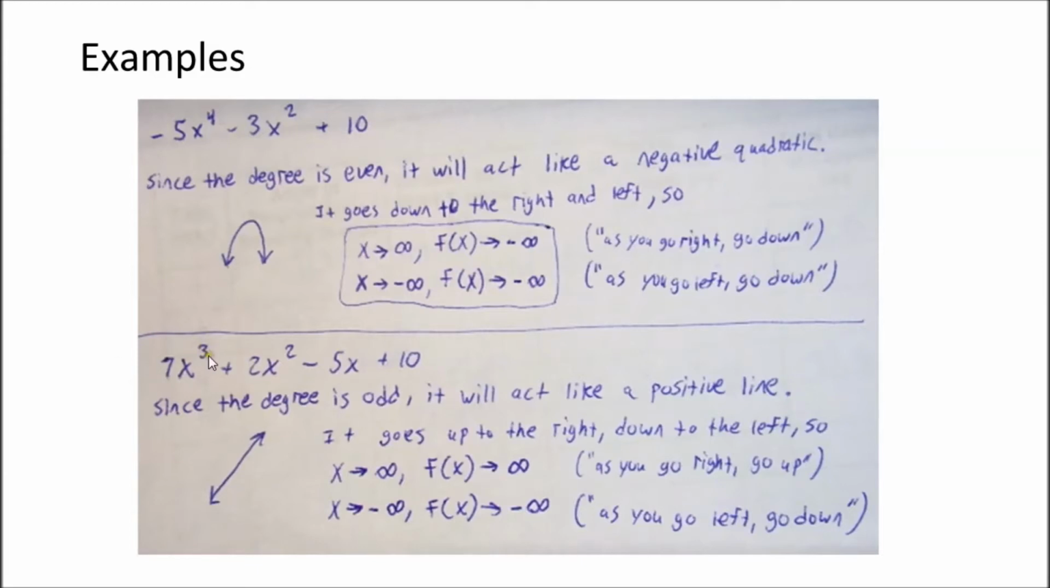Here's another example. x is to the third power, meaning it's odd. So it's a third degree polynomial, which means it'll act like a line. And since it's positive out front, the leading coefficient is positive, it's going to go up to the right and down to the left. So again, up to the right, down to the left. As x approaches infinity, as we go to the right, f of x approaches infinity. The graph goes up. As x approaches negative infinity, as you go to the left, f of x approaches negative infinity. You go down.